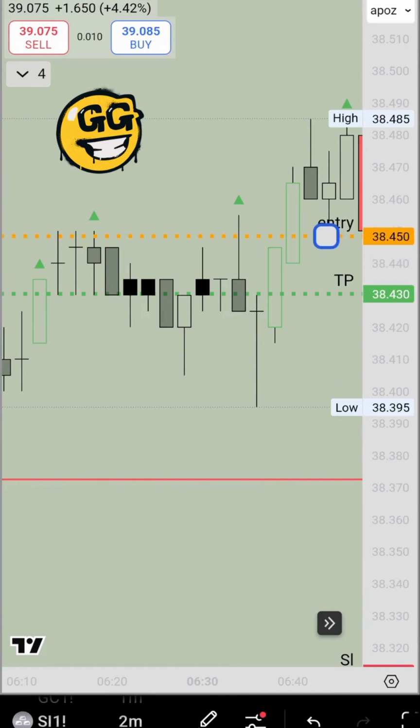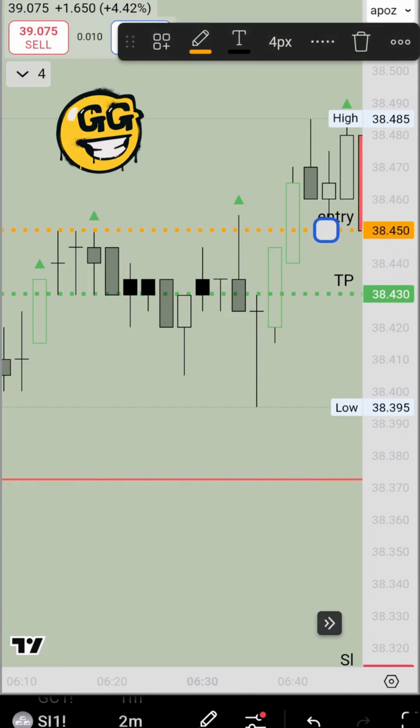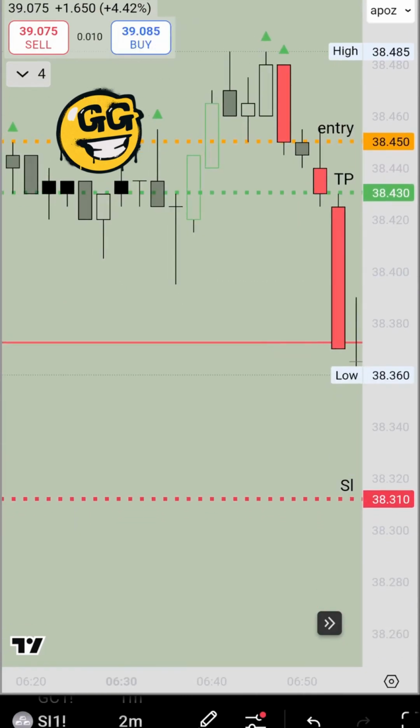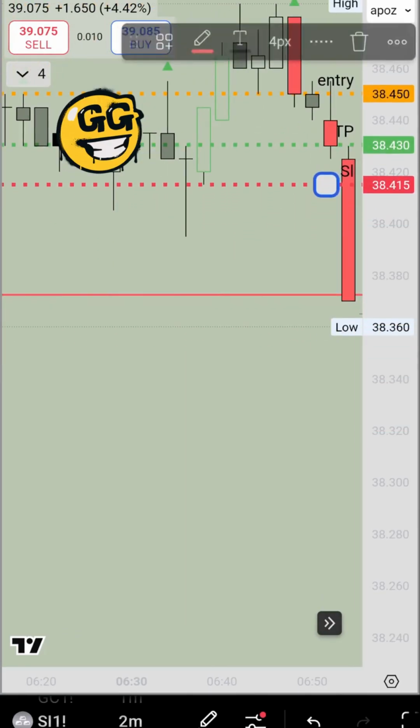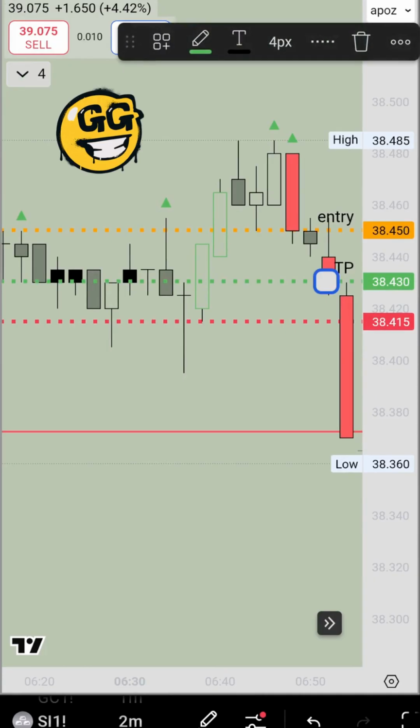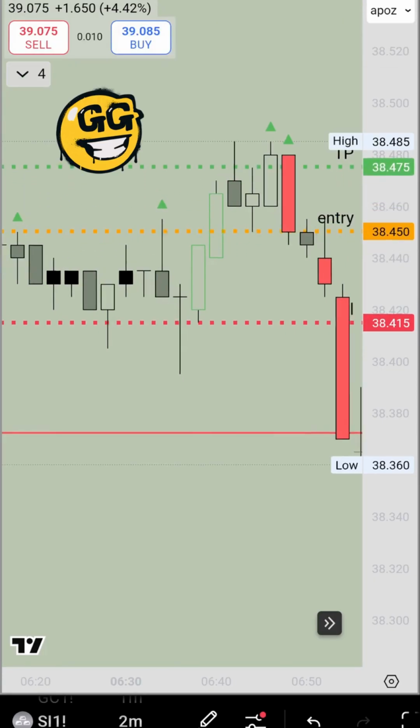So the entry is going to be the top of the PSP candle. The stop loss is going to be a 0.5 projection below the FVG candle. And take profit is going to be 1-to-1.